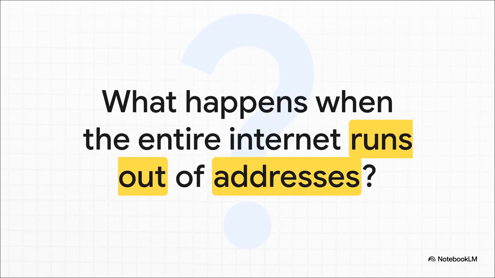So we've seen how we can cleverly slice and dice the addresses we have to make them fit our needs. But this whole system we've been talking about, IPv4, has a finite supply of addresses. So that leads to a pretty huge question. What happens when the entire internet starts to run out? Well, that is a story for another explainer.